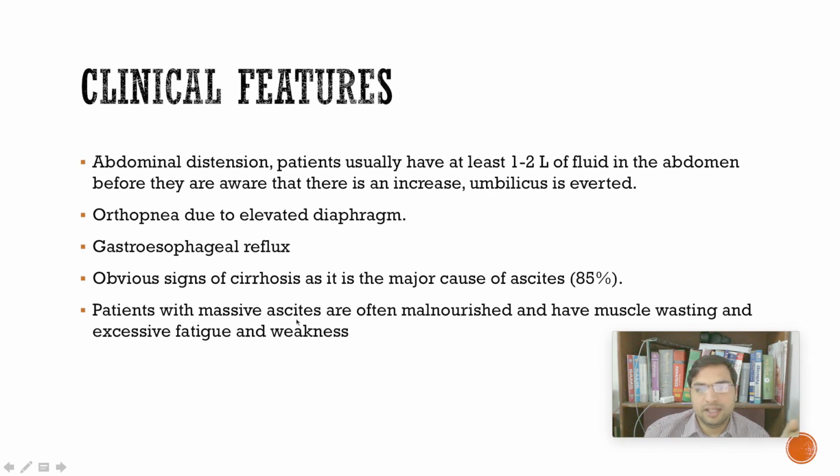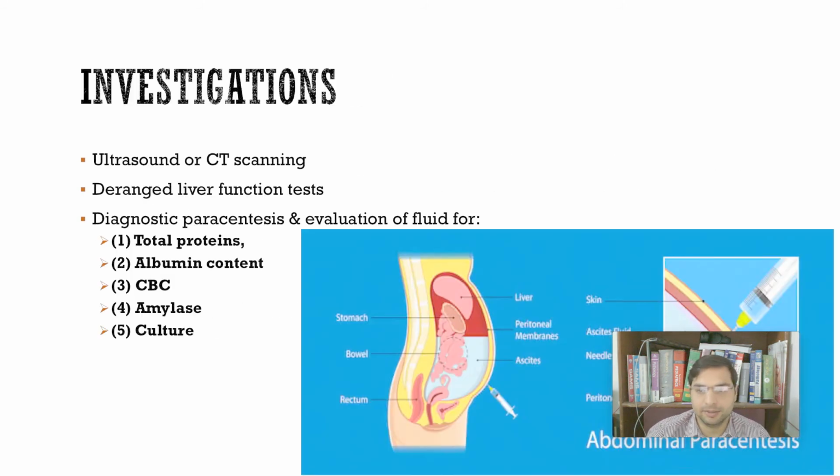Patients with massive ascites are often malnourished. They will be thin and emaciated, just like in the previous picture. You can see the person will be thin and emaciated, and they will be malnourished, muscle wasting will be there, excessive fatigue and weakness will be there.